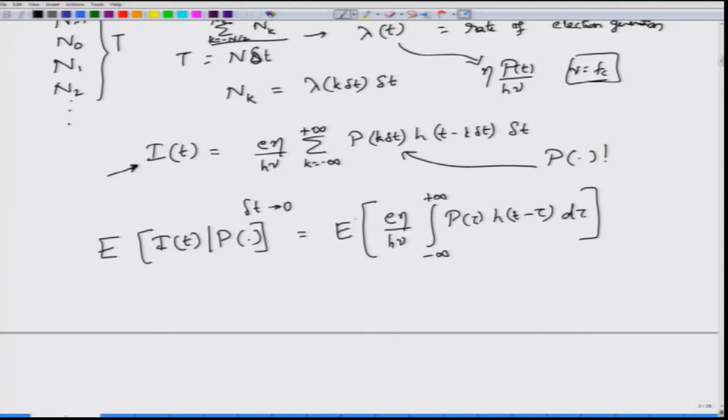So, this would be equal to taking the expectation operator inside and recognizing that the only random quantity here is p of tau. E of p of tau would be the average power that you have received. We will do this calculation slightly later, because more important than the mean, I am interested in the autocorrelation.